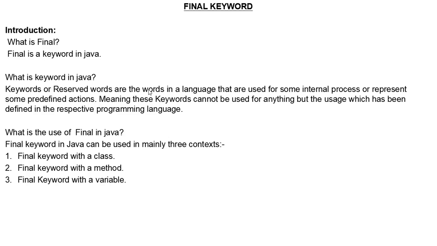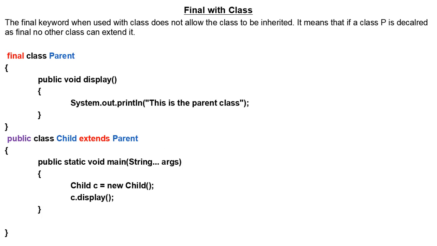So let's see, where do we use the final keyword in Java? We can use the final keyword in Java in mainly three contexts: final keyword with a class, final keyword with a method, and final keyword with a variable. Let's look into the first context, which is final keyword with a class. Final keyword when used with a class does not allow the class to be inherited. It means that if a class P is declared as final, no other class can extend it.